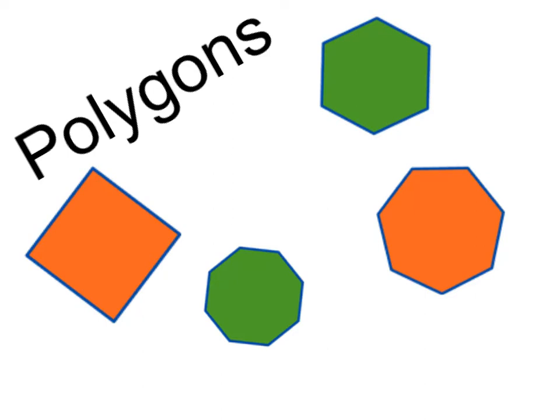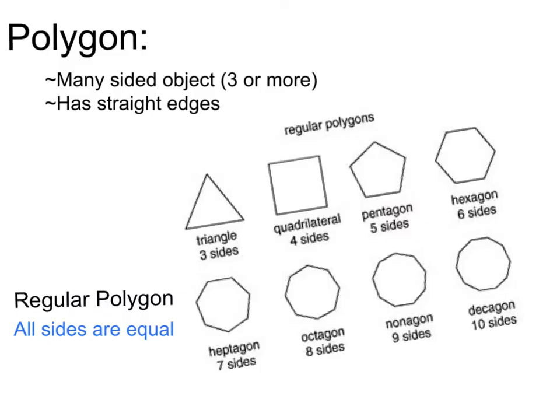Our video today is going to take us through polygons. We're going to identify them, and we're also going to look at some special polygons which we will call quadrilaterals as we move through. So let's define a polygon.